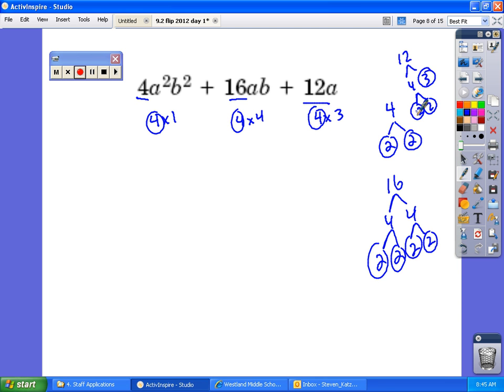So when I line them all up, what you're going to find is what they have in common is each of them have 2 2's. So 2 times 2 is 4. Again, the greatest common factor is 4.